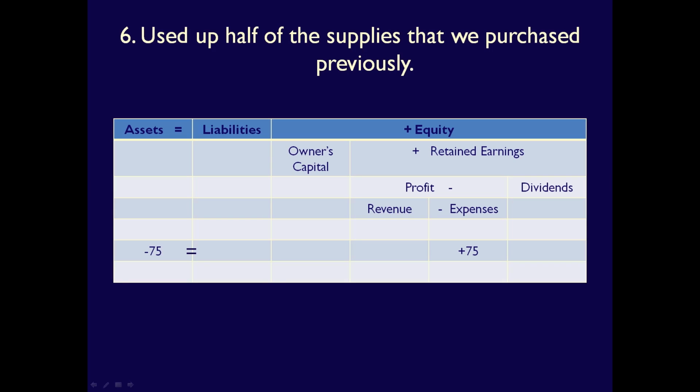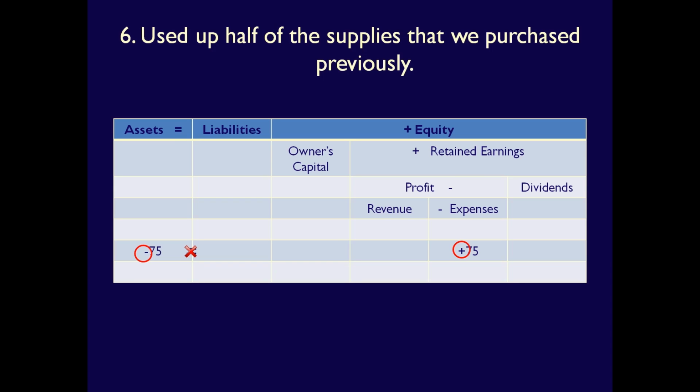Assets decreased by $75, expenses increased by $75. Wait, that means that the expanded accounting equation is not in balance because we have a negative on the left side of the equal sign and a positive on the right side of the equal sign. We have to flow expenses up into their impact on equity to see if the equation balances.